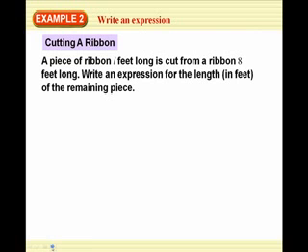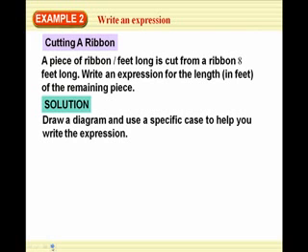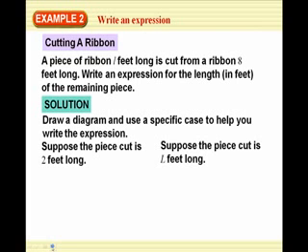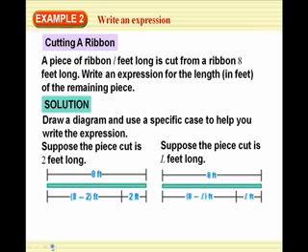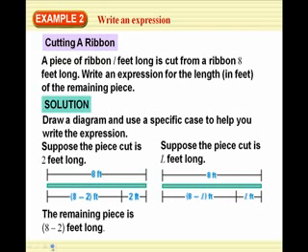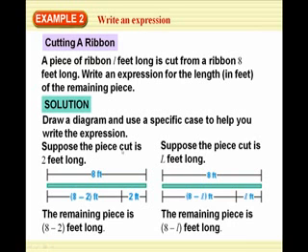Let's see what they do here. They draw a diagram to help us. It says, suppose the piece that is cut is 2 feet long. So suppose the piece cut is L feet long. If it's 2 feet long, it would be 8 minus 2, because the whole thing is 8. Since it's L, we don't know how long that is, so it would be 8 minus L. So it says the remaining piece is 8 minus 2 feet long, that's for that picture right there.